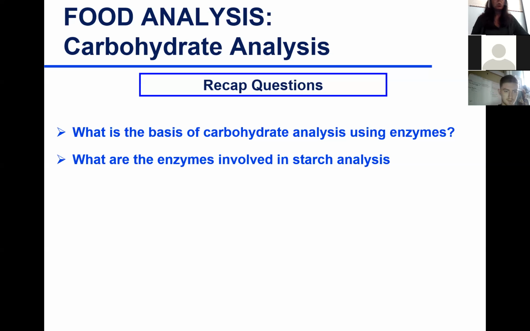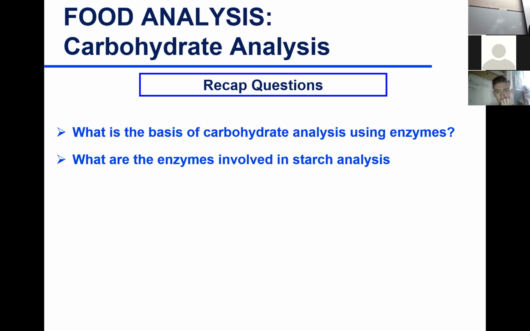Okay, so can you remember some of the enzymes involved in starch analysis? So if you have starch and we need to use an enzyme reaction, starch is a big molecule. So the first thing you want to do is what? Conversion of starch to glucose. Exactly. That's the first step that you want to do. When you're measuring total starch or amylose or amylopectin, we want to convert our starch molecule into glucose.